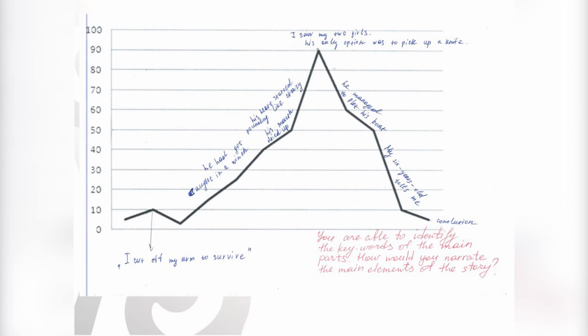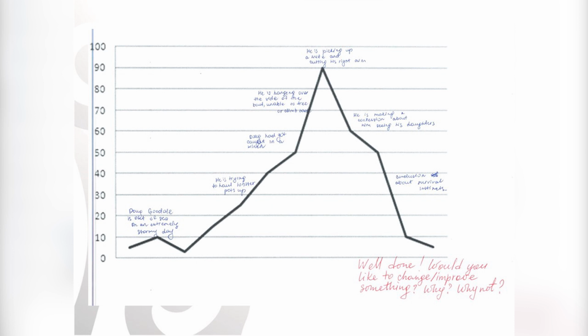Here you can see the example how our students do this work. At the same time, don't forget that feedback is very important. Here you can see the feedback. You are able to identify the key words of the main parts. How would you narrate the main elements of the story? Even if your students make excellent work, you can write, "Well done. Would you like to change, improve something? Why? Why not?"